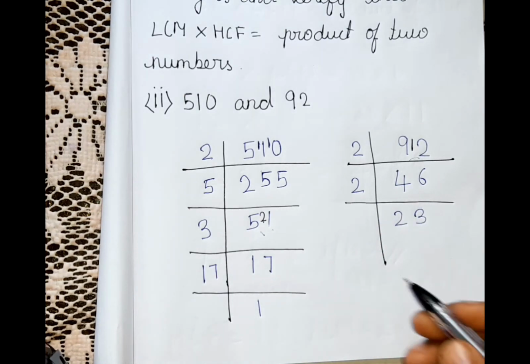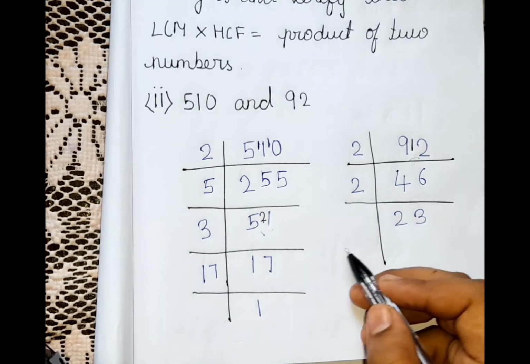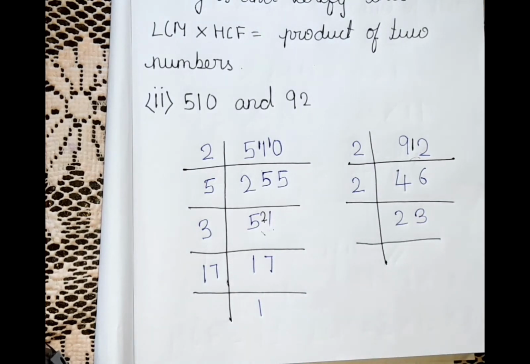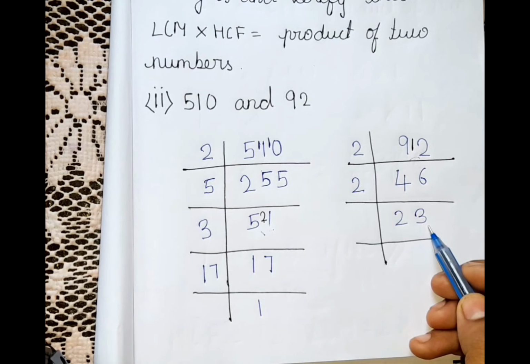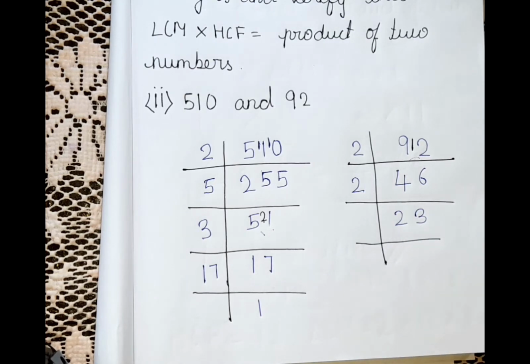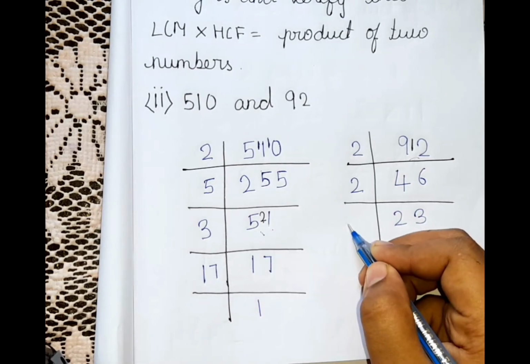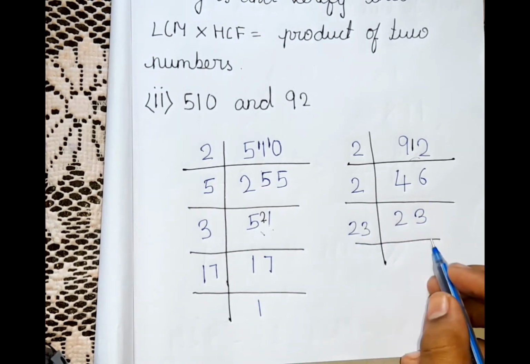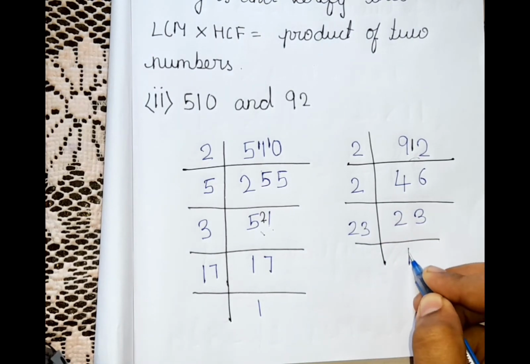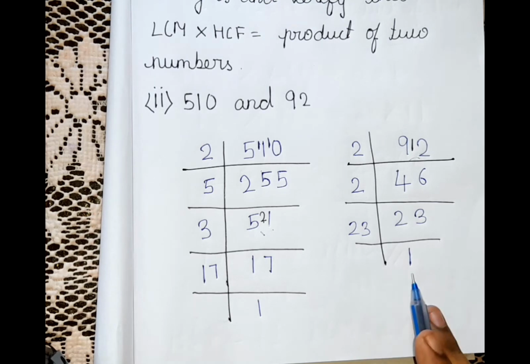So now we got 23. Do you know what is 23? 23 is a prime number. As you guys know, if you get a prime number like 23 or 17, you can just divide it by the prime number itself. So here it is 23. We won't get this 23 in any table, so we can just do it with the 23 table because it is a prime number. So 23 ones are 23. Finally we got 1. So we can stop right over here.